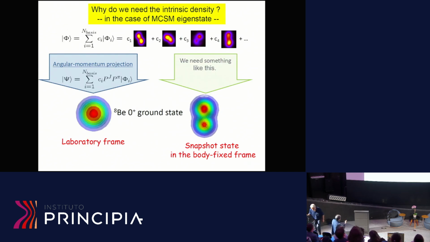So our results are given in this way. This is a Monte Carlo shell model basis vector, and each eigenstate is given in this way. After angular momentum projection of this, you obtain a completely isotropic density distribution. That's the definition of the 0+ state in the laboratory frame. But what we'd like to know is not this one, but something like this: a snapshot of the intrinsic state in the body-fixed frame. And to obtain that, we introduced another method.